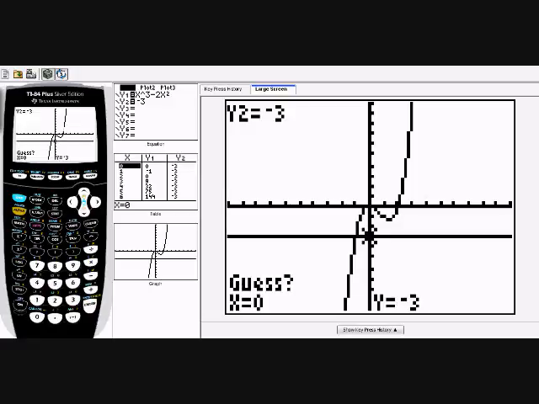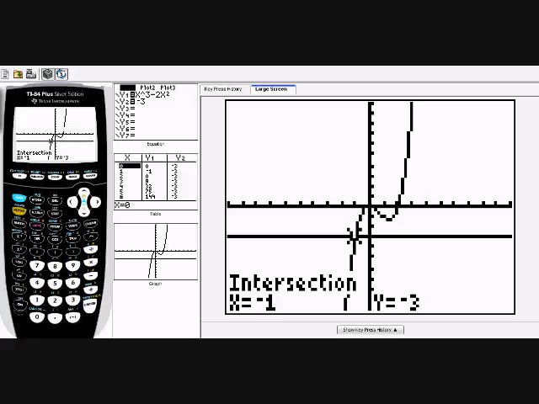And then it says guess. On the other times we were using this function, we would always just hit enter whenever we got to guess. This time you actually have to get the crosshairs close to the intersection. So you use the left and right arrows. I'm going to use the left arrow to get the crosshairs a little closer to the intersection. No, it doesn't have to be right on it. It has to know which intersection it's talking about, so it just has to be close. And then hit enter.